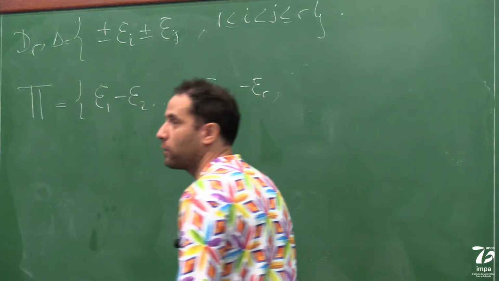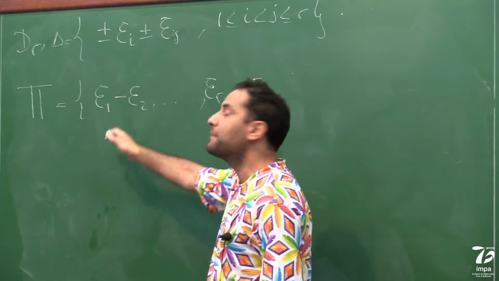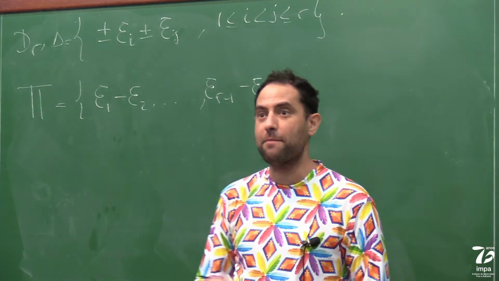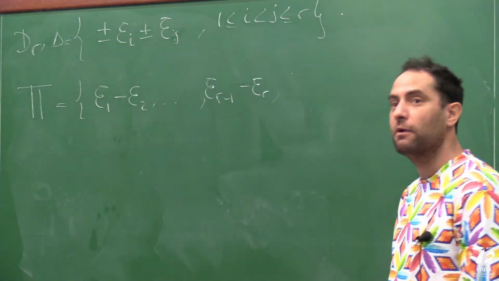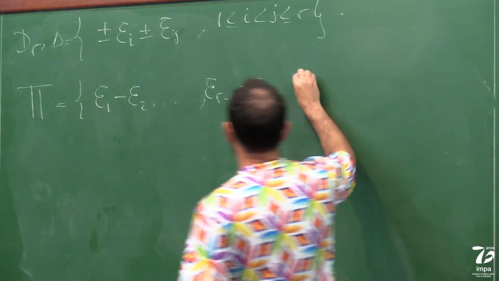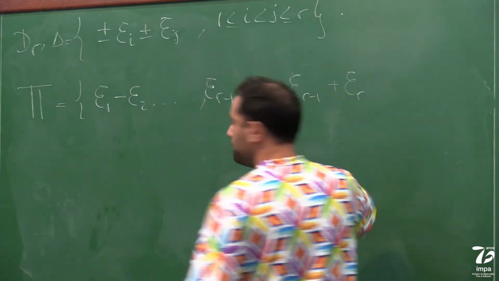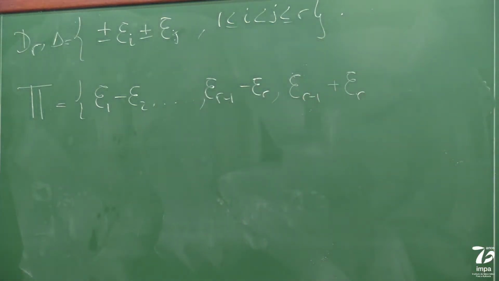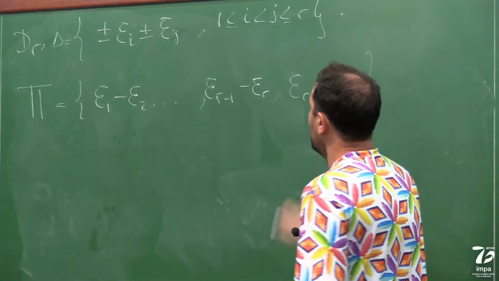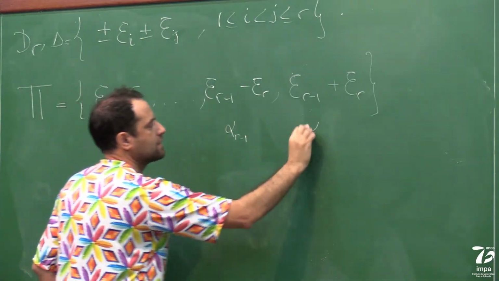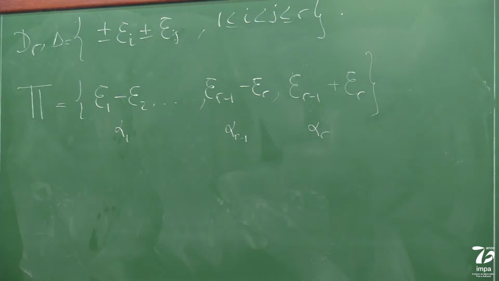But I need to choose another one. And it cannot be of the form epsilon i minus epsilon j, because it's already a linear combination of these. So it has to be of the form epsilon i plus epsilon j, and I want it to have the minimum value for f. So there's only one thing that can be, which is epsilon r minus 1 plus epsilon r. These are the two that take minimum value for f, and they have to be positive. So this is alpha 1 up to alpha r minus 1, and this is alpha r. This is the simple root system, and that's clearly a basis of the whole vector space.